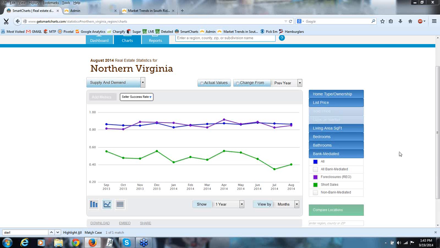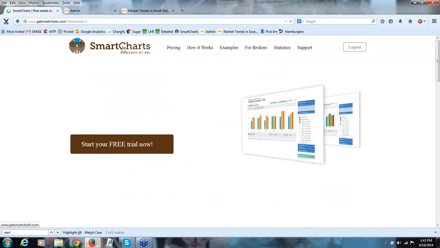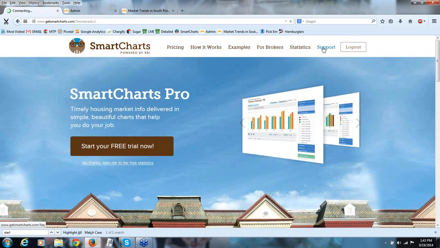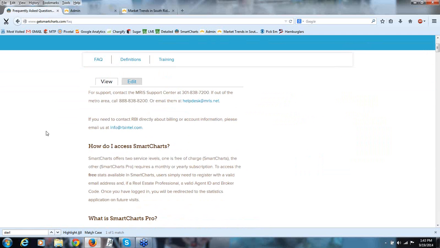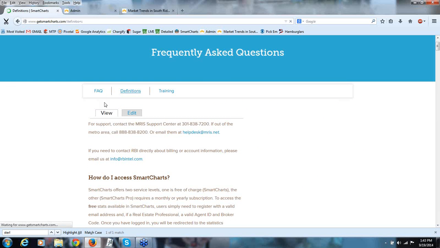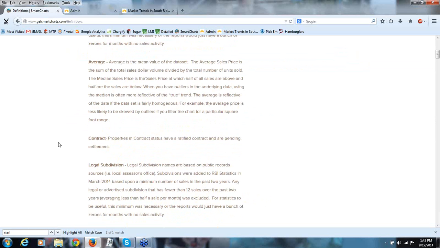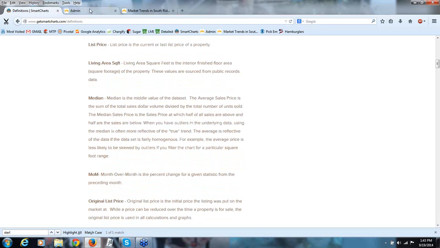I'm looking now in the standard. Let's see. What is bank-mediated short sales foreclosures? Okay, so bank-mediated basically means distressed. Another thing to keep in mind, we do have terminology. If you click on SmartCharts here and you go to support, anything that I might not have covered here that you're interested in, especially when you're getting into months of supply and some of the more esoteric or more complicated things, you can get into definitions. Here we have not only the definitions for our different facets, but we also have definitions for the different metrics that we have.